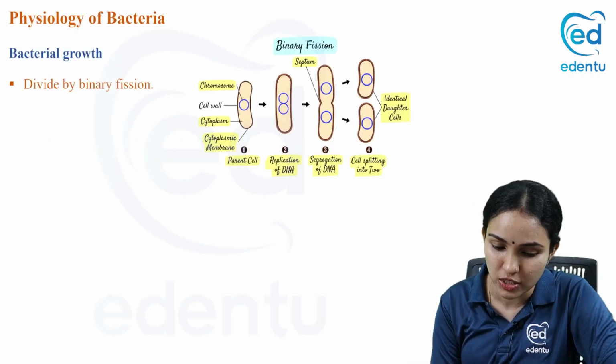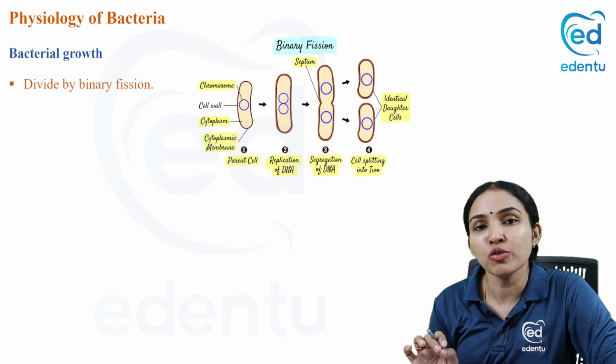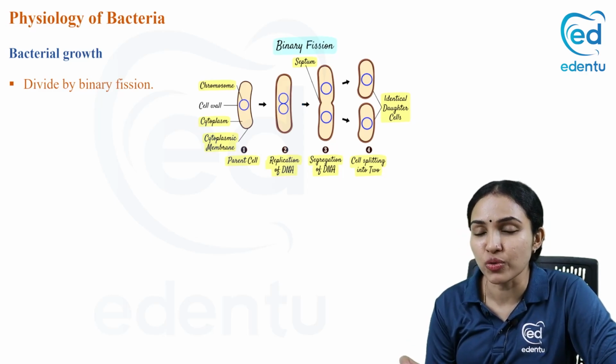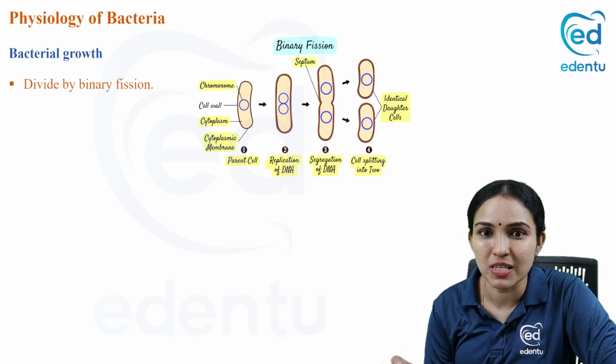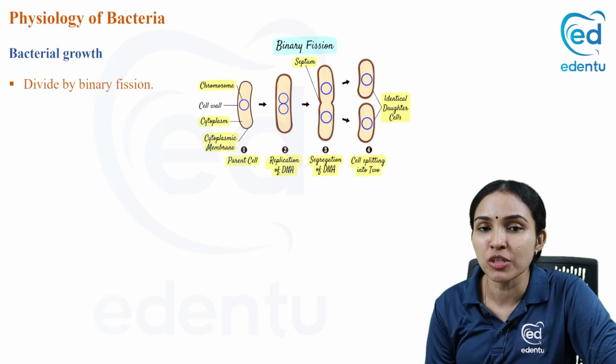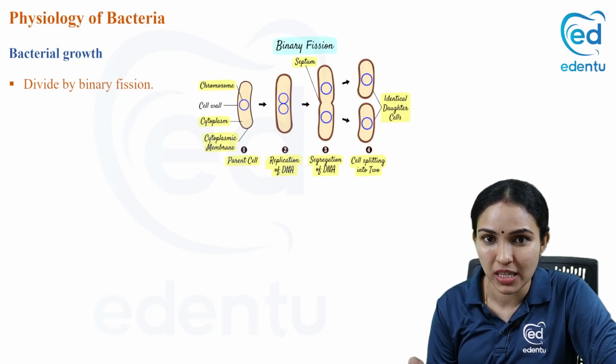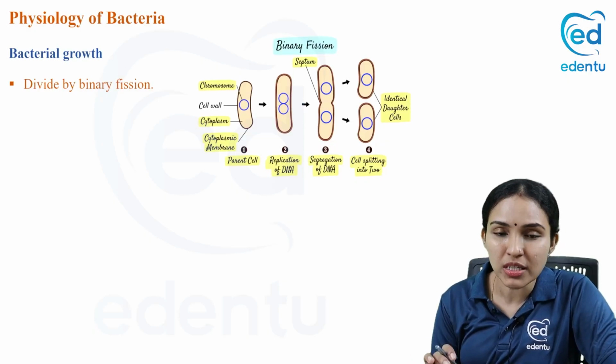come under physiology. So, bacteria is a prokaryote. So, the division is by binary fission. So, it's a very simple division. In eukaryotes, the method of division is by mitosis. Replication is by mitosis. So, here it is by binary fission.